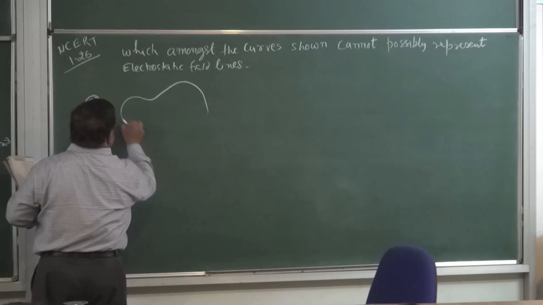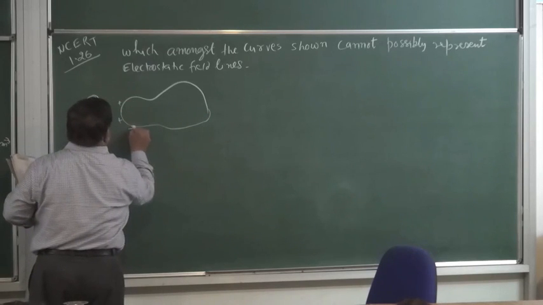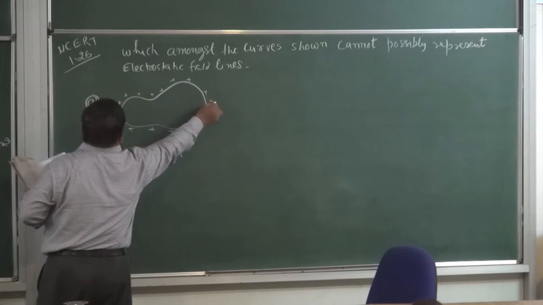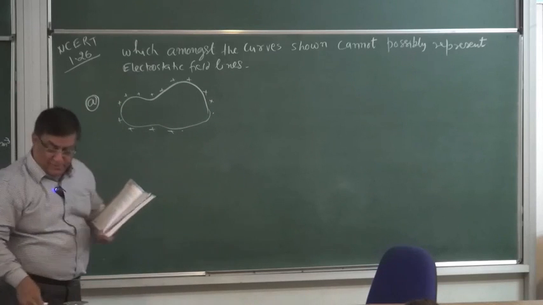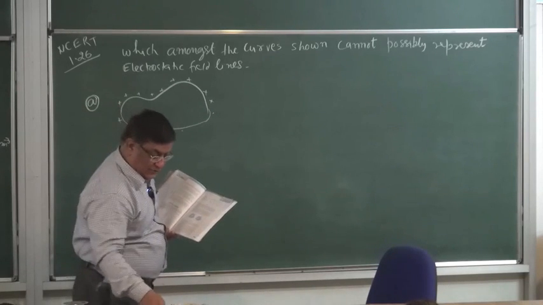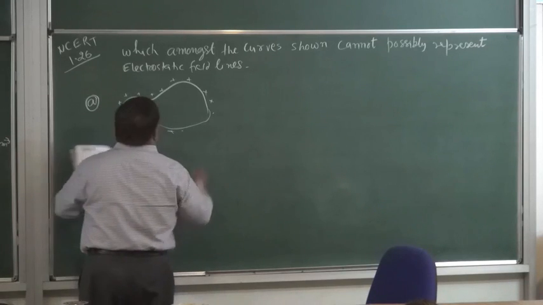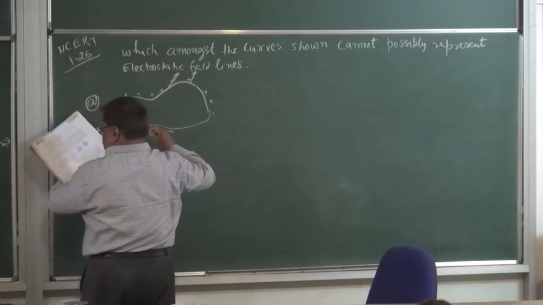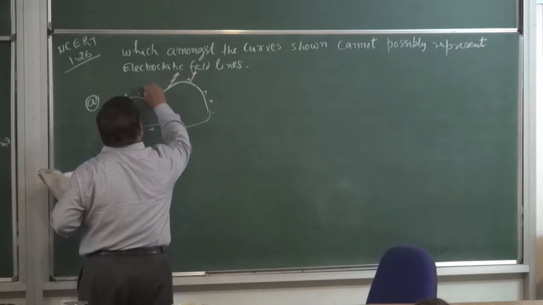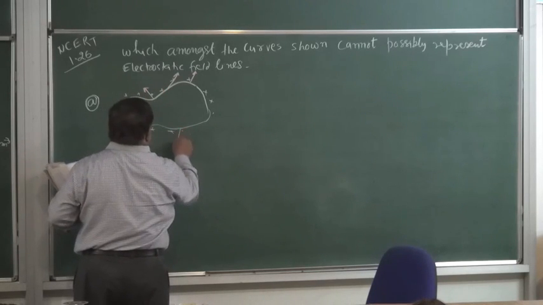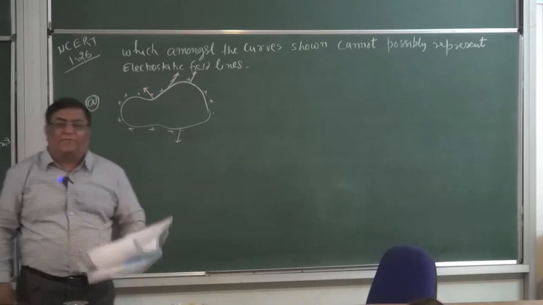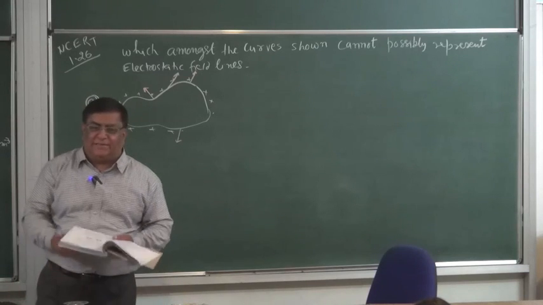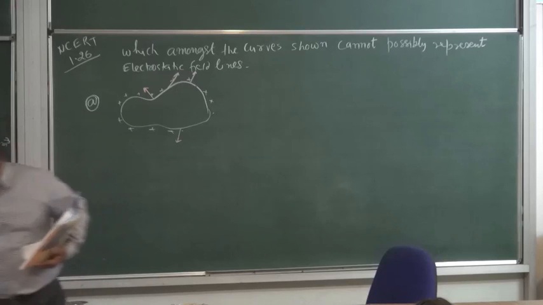There is a surface here, all positive charge outside the surface, and they have shown electric field like this way, and here it is this way, and here it is this way, and such things. This electric field is not possible. Why? Give me one reason that why this electric field is not possible.